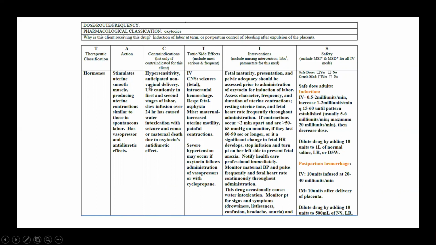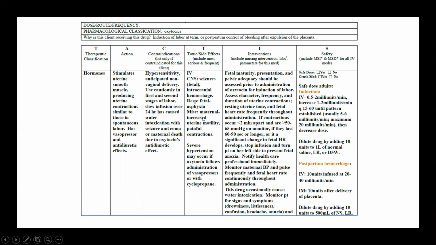Here is the contraindication. So things we should know is we use cautiously in first and second stages of labor. Slow infusion over 24 hours has caused water intoxication with seizure, coma, or maternal death due to its antidiuretic effects. So even though this medication is used just about every day in labor and delivery and has been used by every labor and delivery nurse, this information needs to be first and foremost. There is the possibility of severe contraindications and issues with this medication, especially long-term use.